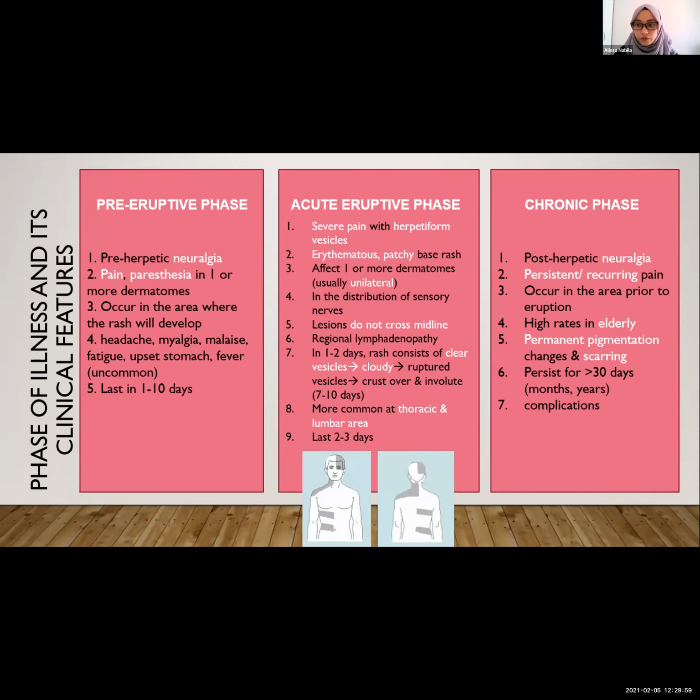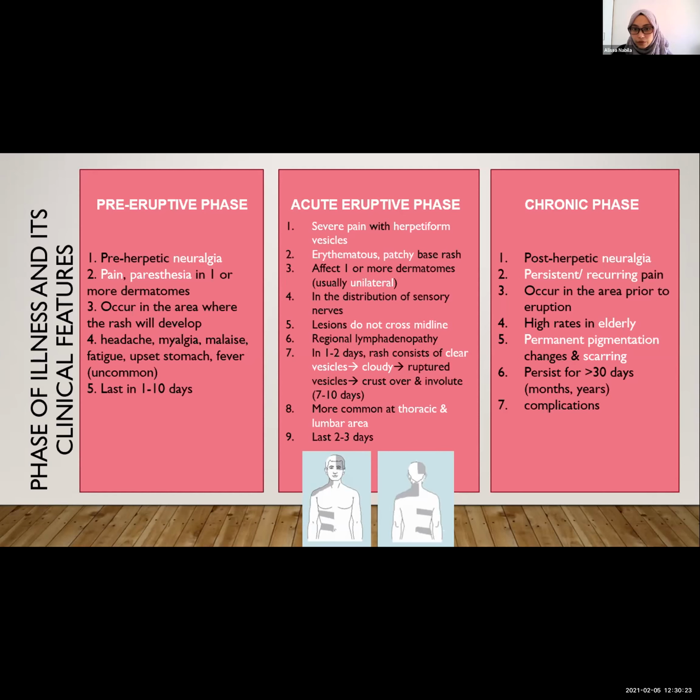And then the phase of illness and its clinical features. Usually it has 3 phases. The first one is the pre-eruptive phase, in which there is no rash yet, but the patient complains of pain and a numbing, tingling sensation of the skin. It may occur in one or more dermatomes, and usually it occurs in the area where the rash will develop later. The patient may complain of headache, nausea, malaise, fatigue, upset stomach, and uncommonly fever. Usually it lasts for about 1 to 10 days.